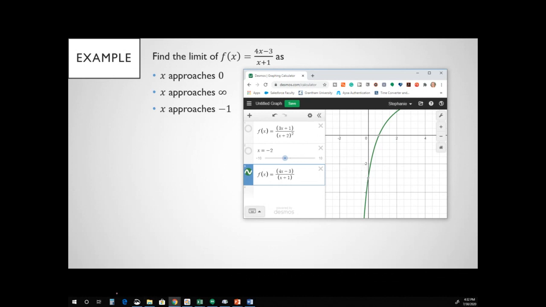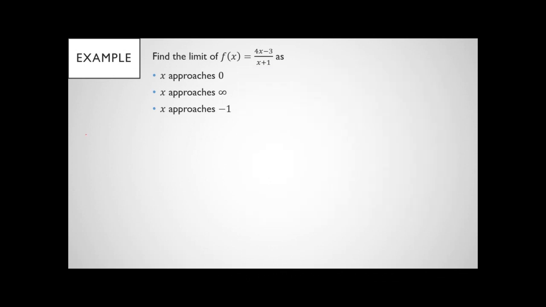So the limit as x goes to 0 of (4x - 3) over (x + 1) is equal to -3. We can see that on the graph.